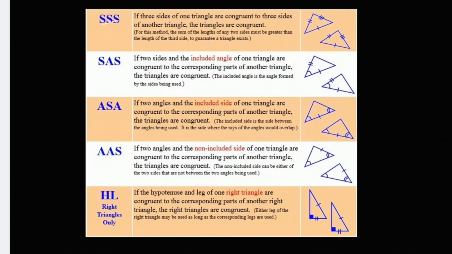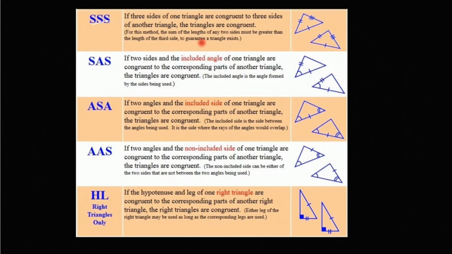Let's look at the next part. There are a couple of rules to prove that two triangles are congruent. This is the SSS rule. Look at these two triangles. This side equals this side, this side equals this side, and this side equals this side. If three sides of one triangle are congruent to three sides of another triangle, the triangles are congruent. This is the SSS rule, the side rule.